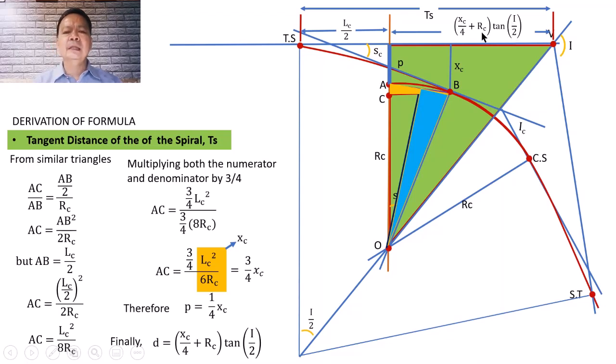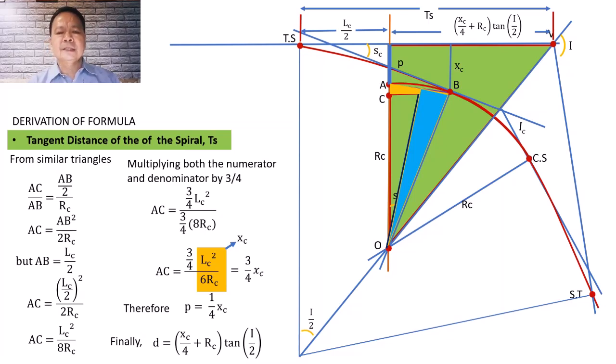Kaya yung total tangent distance mula sa TS hanggang doon sa intersection ng tangents of the spiral will be the sum of L sub C over 2 plus the quantity X sub C over 4 plus R sub C tangent of I over 2. And so guys, yan ang kumpleto ngayon. Kumpleto na natin yung ating derivation ng formula ng spiral transition curve. At nakumpleto na rin natin yung discussions about spiral.